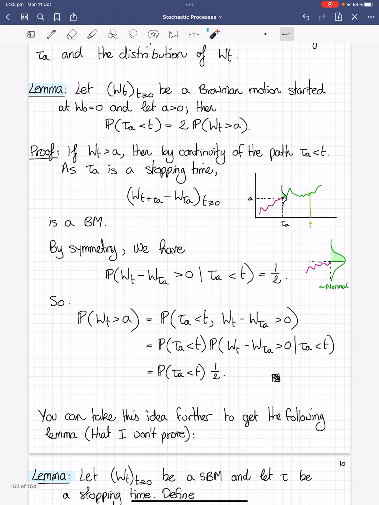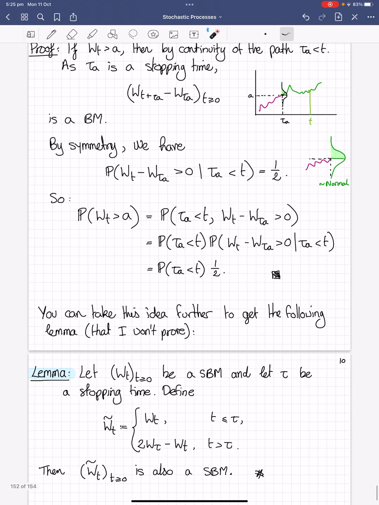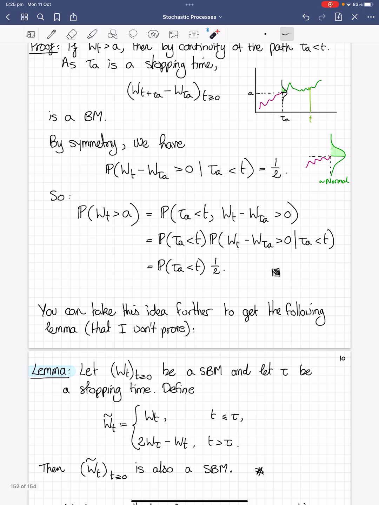And it shows this really nice relationship between this stopping time of hitting the level, the hitting time, and the exceedance distribution of the Brownian motion. So you can actually take this idea further, and you can get the following lemma. Again, I'm not going to prove this now, and I would probably leave it as an exercise, or maybe for a tutorial or something like that.